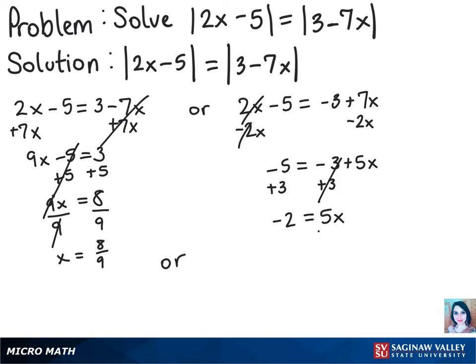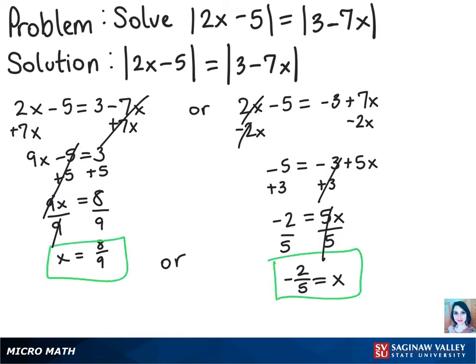And then we can finish up by dividing both sides by 5. And then we'll get negative 2 fifths equals x. And so that gives us 8 ninths and negative 2 fifths for our solution.